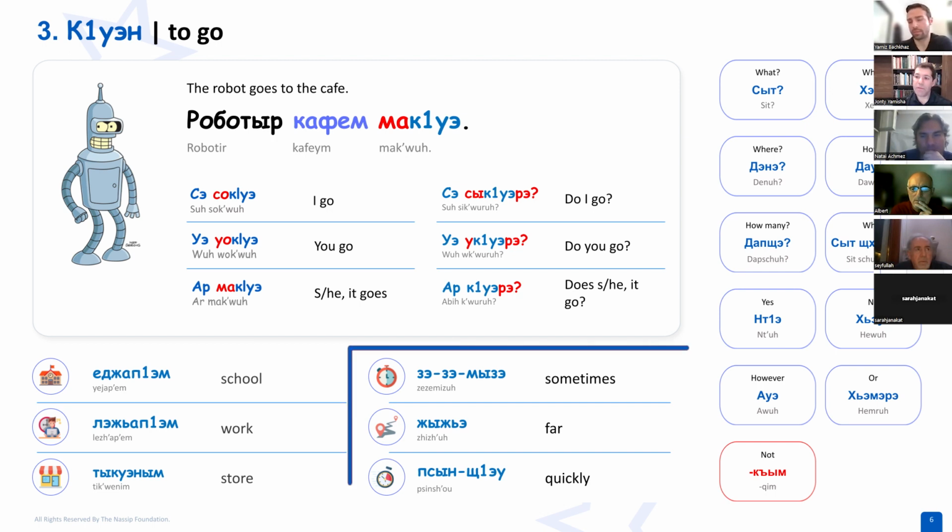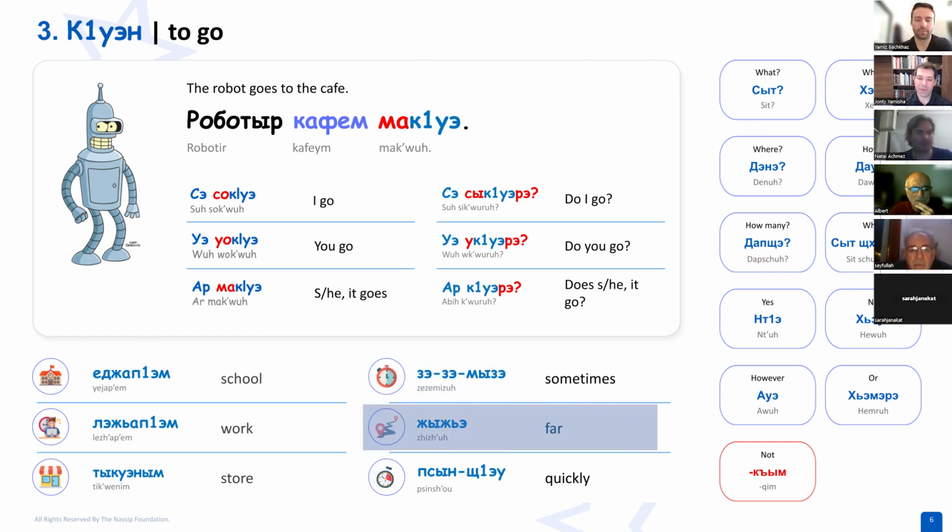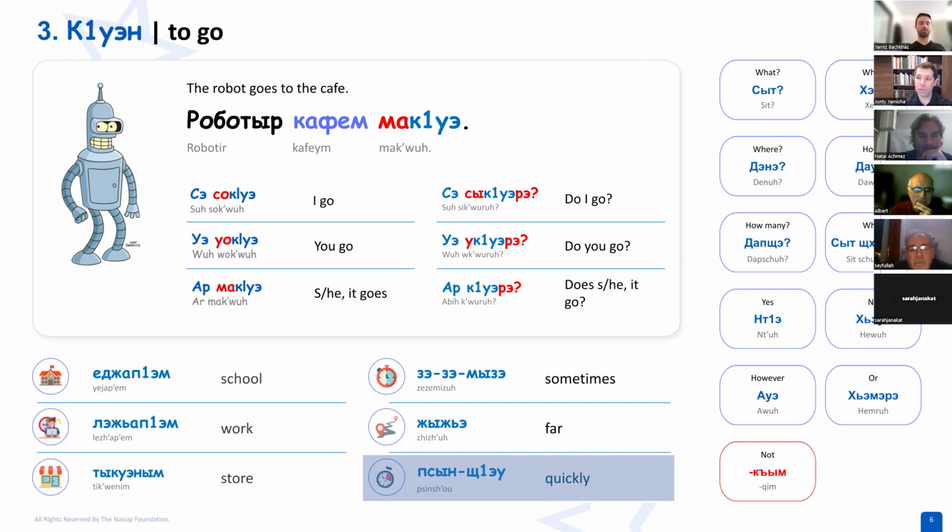So then we have the adjectives here. Zazamiza, sometimes, zhizha. I didn't plan to have all the zh and z in this lesson, but zhizha. It's a different z, okay? And then the last adjective, psinso, okay?